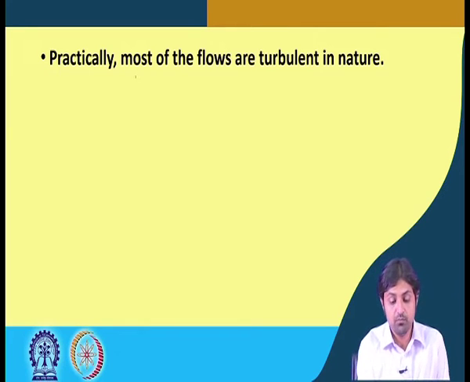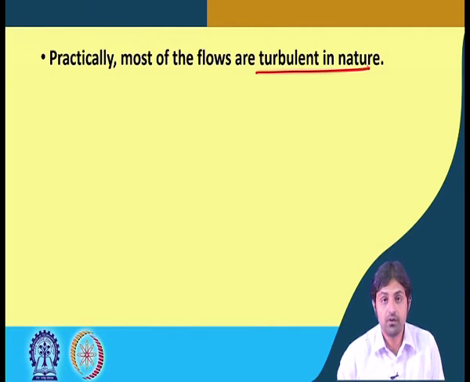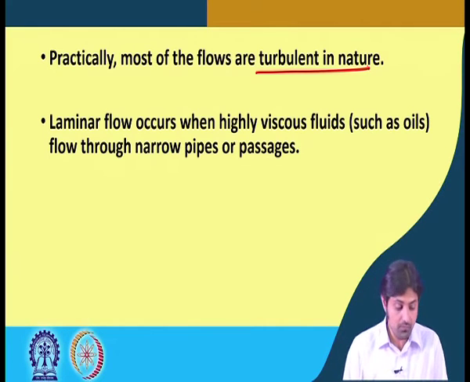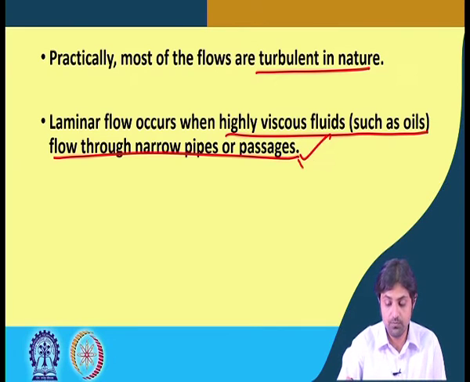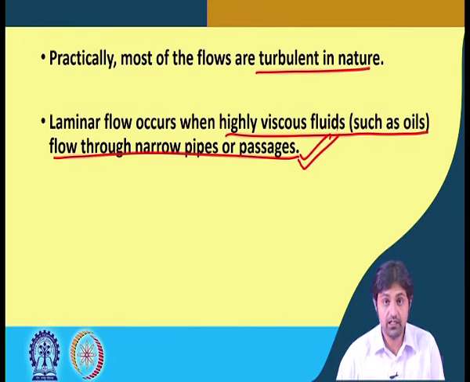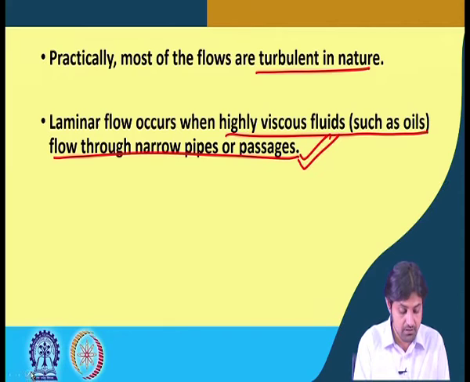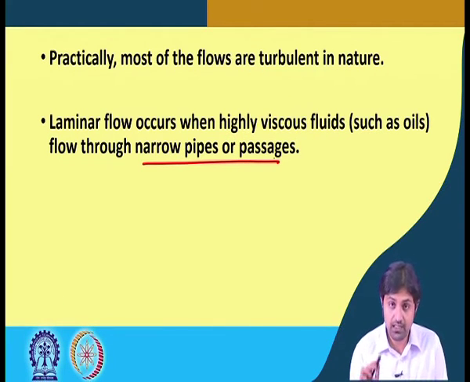What happens in nature? Practically most of the flows in nature are turbulent. We rarely find a laminar flow. One real life example of laminar flow occurs in our blood system. So, in the veins and in the arteries, the flow is laminar. We will tell you the reasons why later. Laminar flow can also occur when a highly viscous fluid such as oil flows through a narrow pipe or passage. So, if you pay attention to what I have just said, you can understand why the flow in blood is laminar. These could be narrow pipes. We will see numerically soon why the flow in blood is laminar.